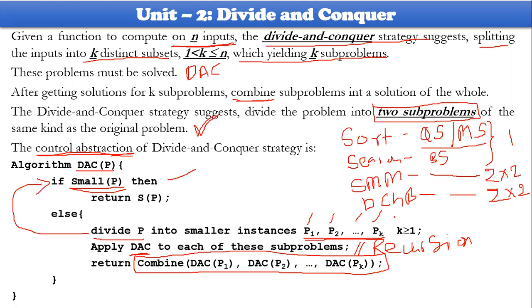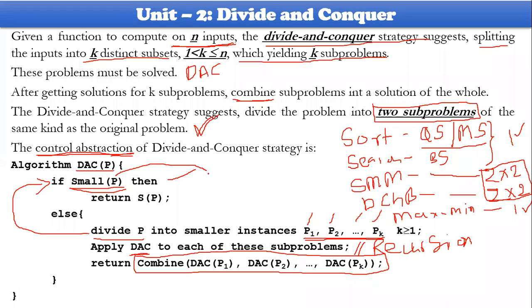Finding maximum and minimum. If you take this particular problem, here also it could be taken as one element. Look at this. Based on the problem, the subproblem could be continued for division until one element in terms of these four problems, until 2 by 2 matrices, four elements in terms of Strassen's matrix multiplication or the defective chessboard problem. Based on the problem, small of p will be taken into consideration.